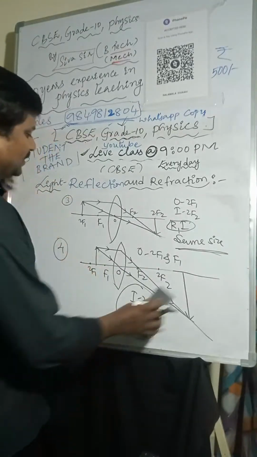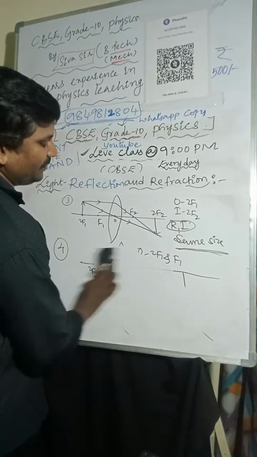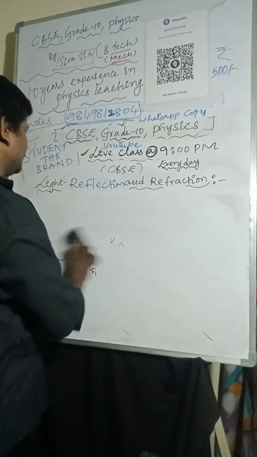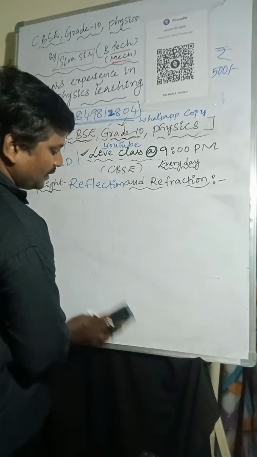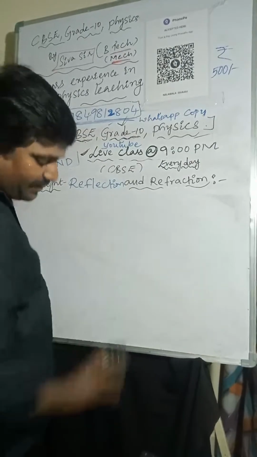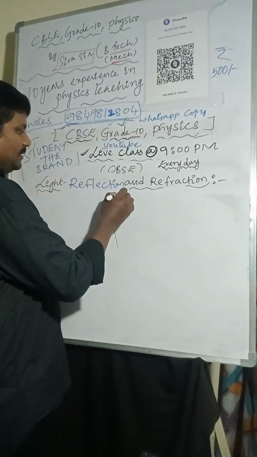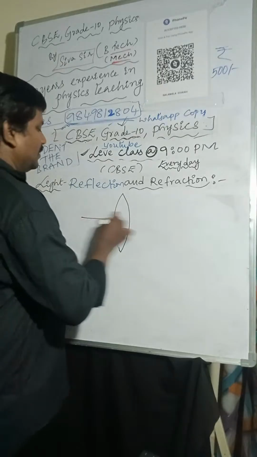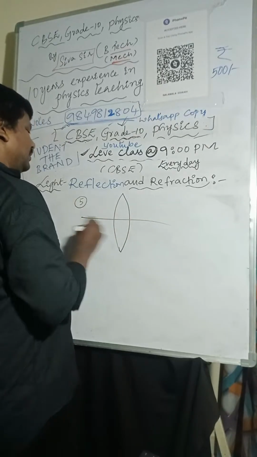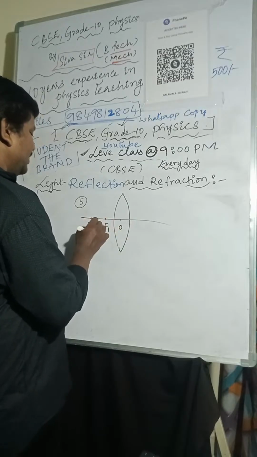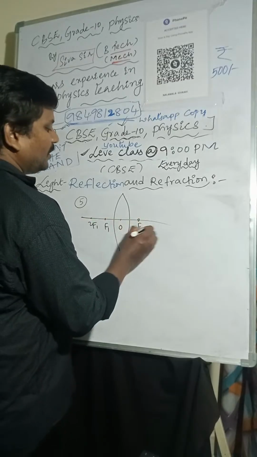Coming to the next one. If you place the object at F1, so I am placing the object at F1. So here you can see, like this, the fifth one. Optic center, F1, 2F1, F2, 2F2.